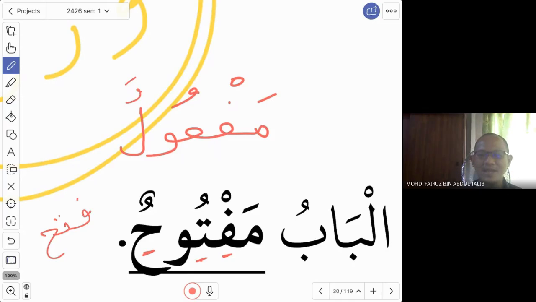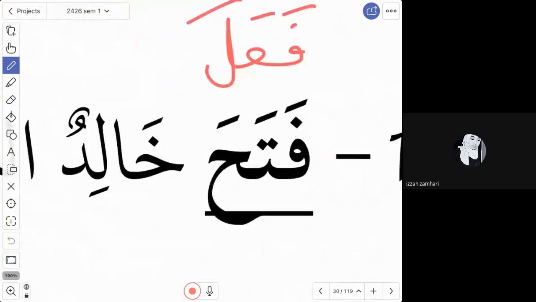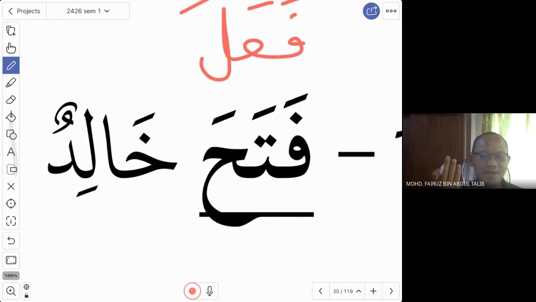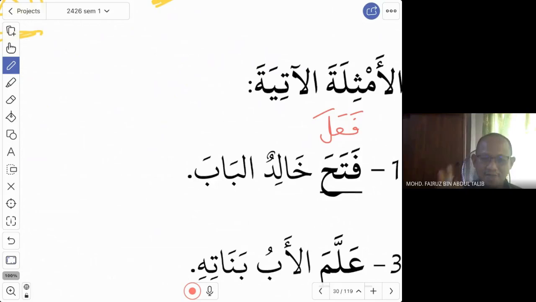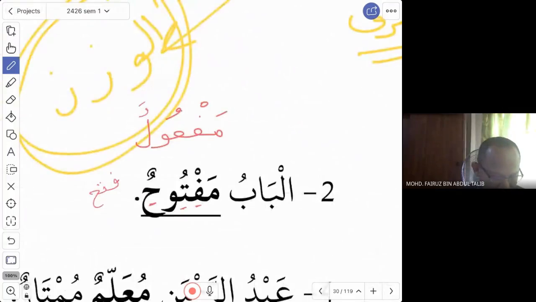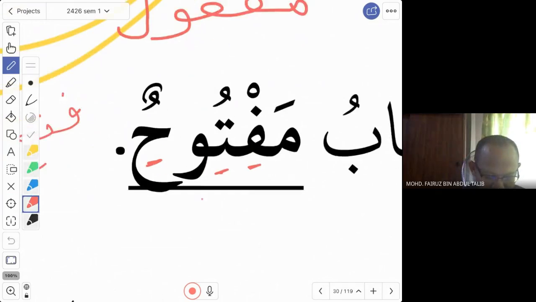What is the meaning of fataha? Just now we had this word fataha, yaftahu. Fataha is open. Open, right? So you know that this fataha is a word. It's a fi'il. So then you can guess. If you look at this, oh, this is fataha. Yes, we have this word. So this indicates that this is a root word. So fataha, yes.